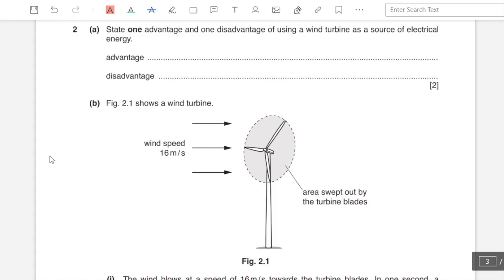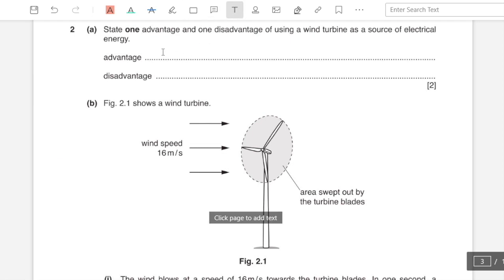Question number 2a, state one advantage and one disadvantage of using a wind turbine as a source of electrical energy. Alright, so the advantage is that it creates no pollution by emissions of any sort of gas, but due to these large blades over here, it can cause death of birds.